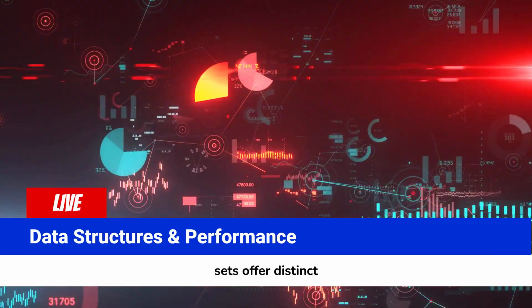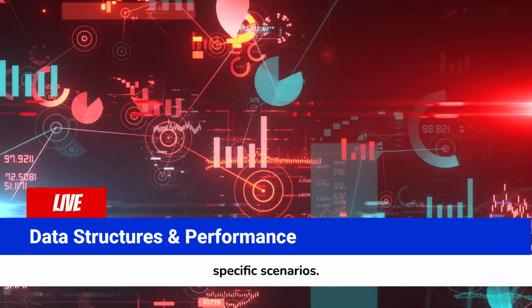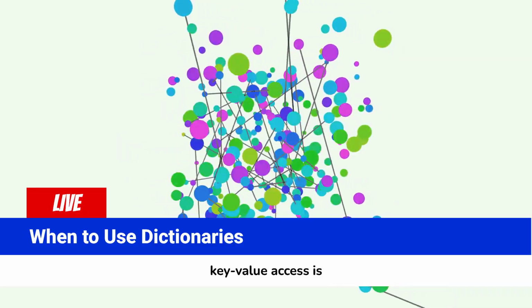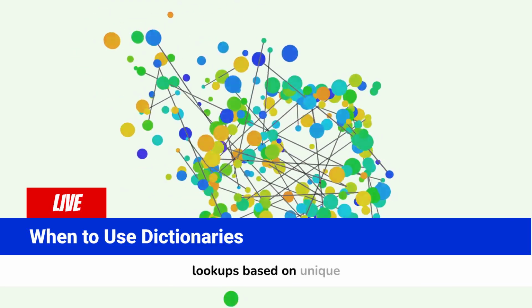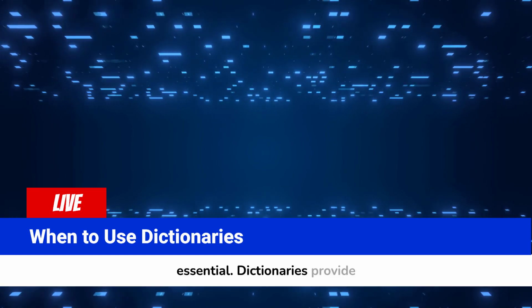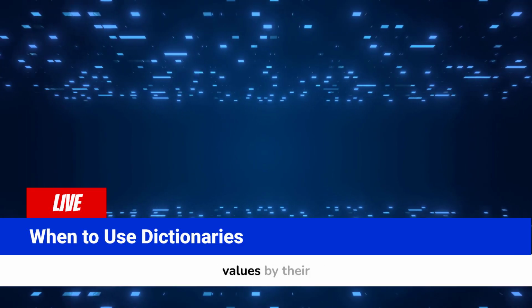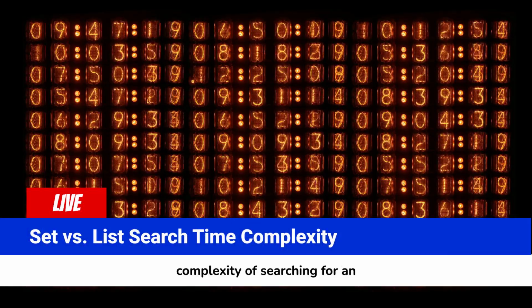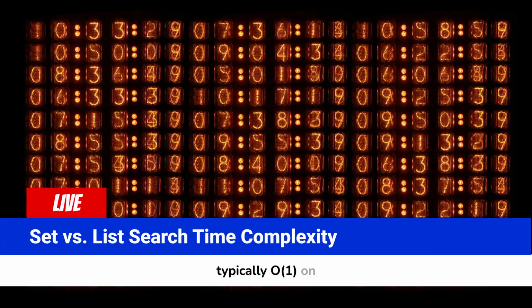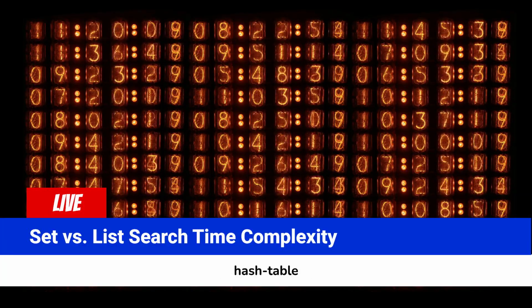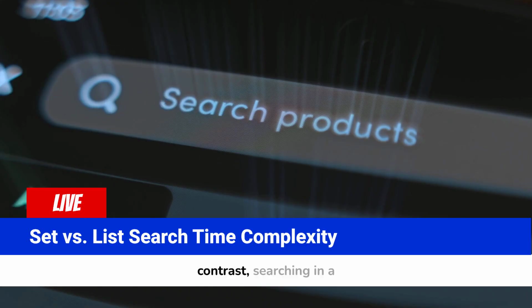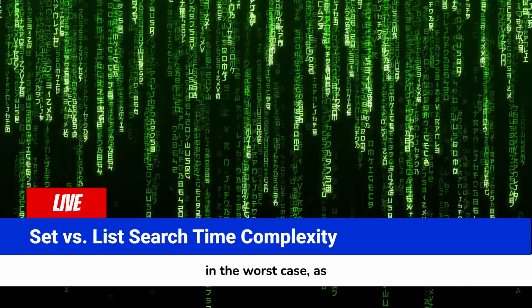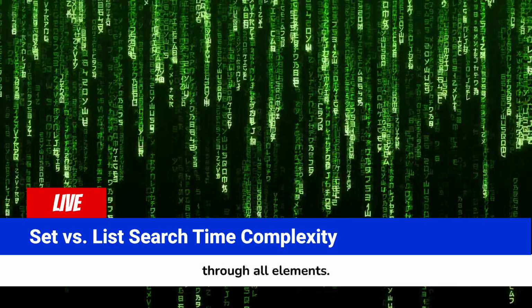Dictionaries and sets offer distinct advantages over lists in specific scenarios. A dictionary is preferred over a list when key-value access is required, or when fast lookups based on unique keys are essential. Dictionaries provide efficient retrieval of values by their associated keys. The time complexity of searching for an element in a set is typically O(1) on average, due to its hash table implementation. In contrast, searching in a list has a time complexity of O(n) in the worst case, as it may require iterating through all elements.